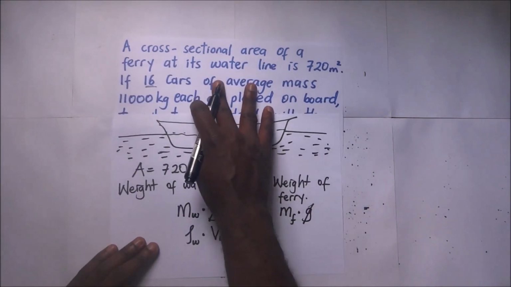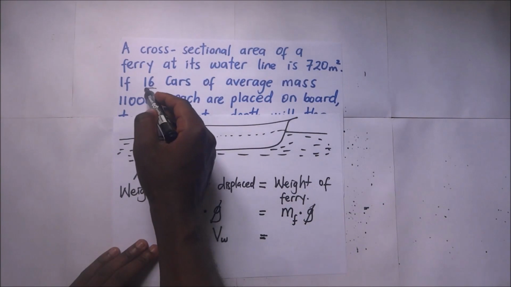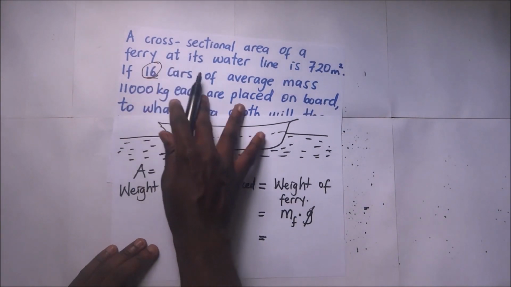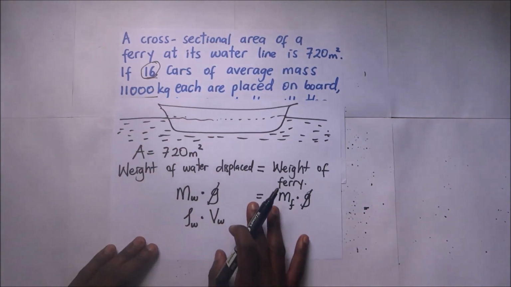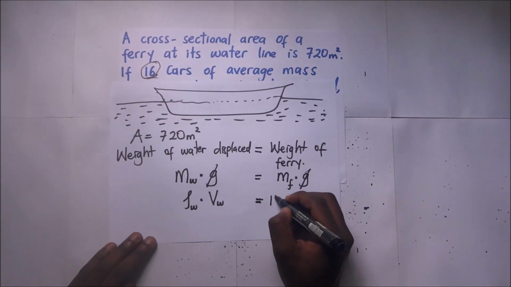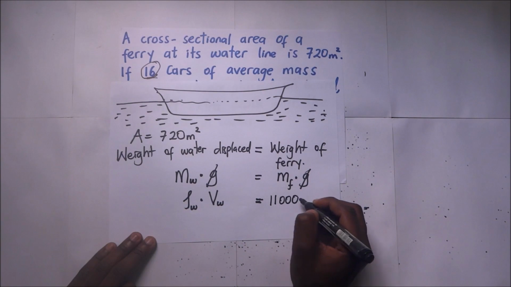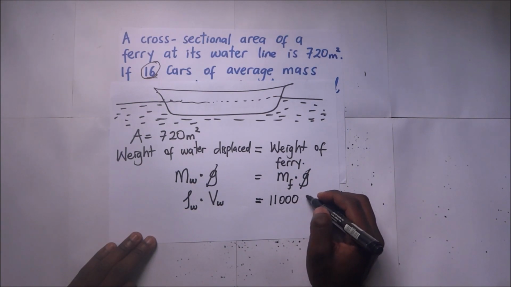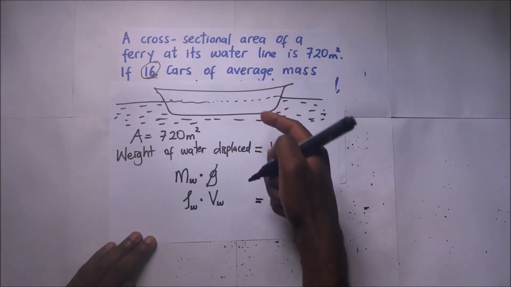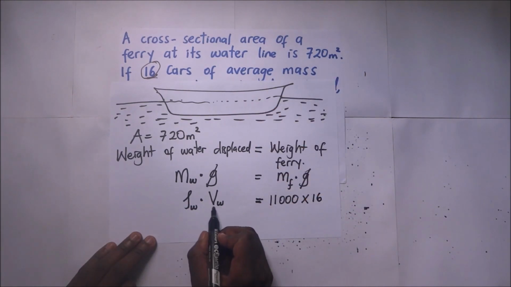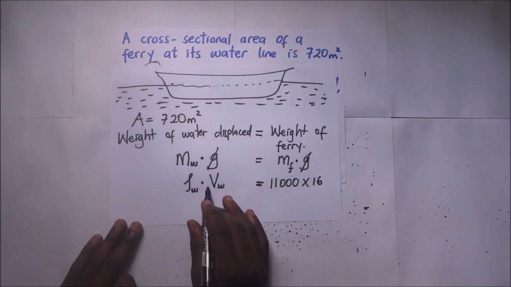Now for the mass of the ferry, according to our question, they are putting there 16 cars, and the average mass of these cars is 11,000 kilograms. So this is going to become 11,000 kilograms, the mass of each car, multiplied by 16 cars. That is the mass of the ferry. That's the cars they add, and they are responsible for the water we are trying to find.